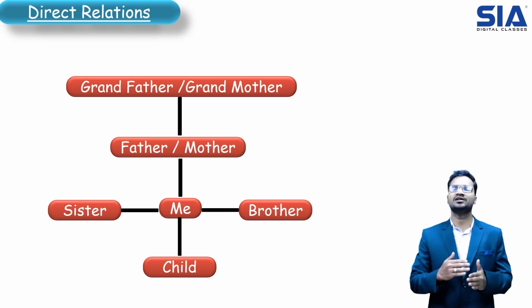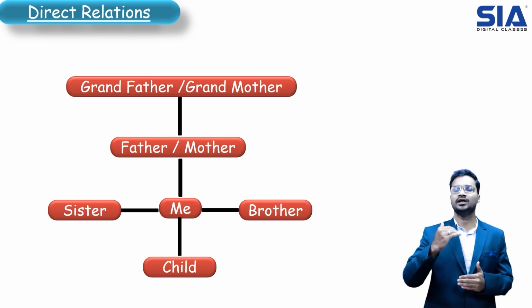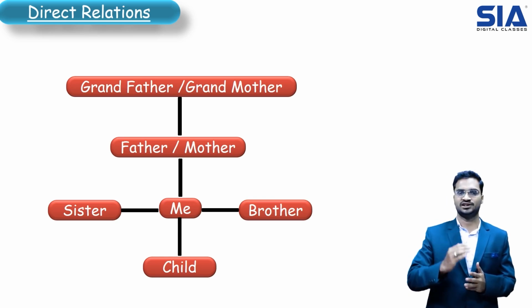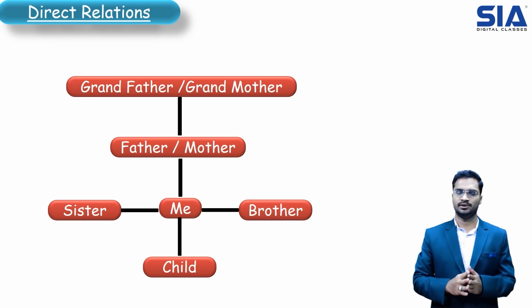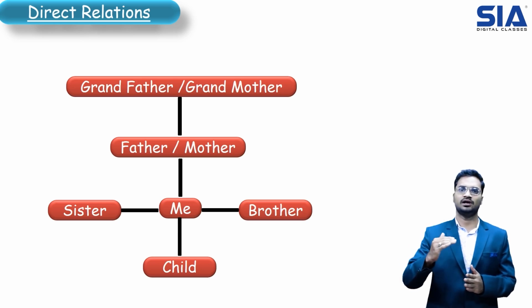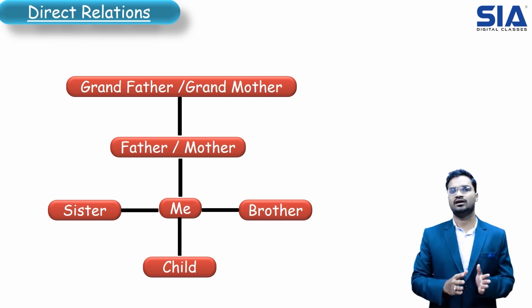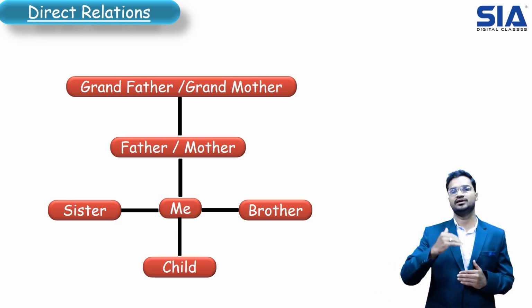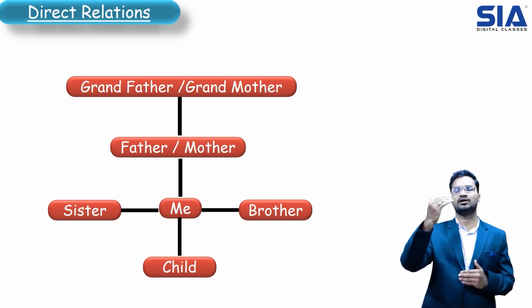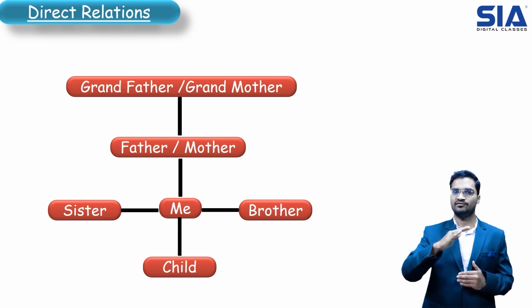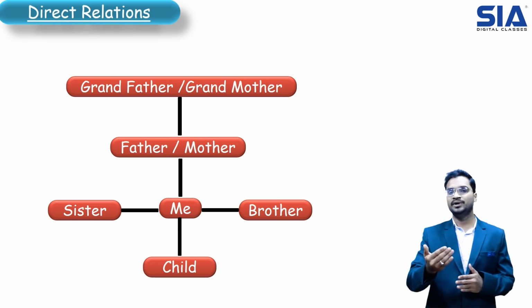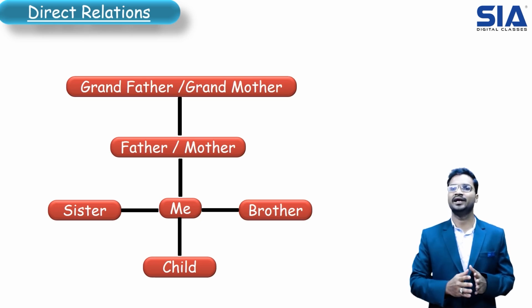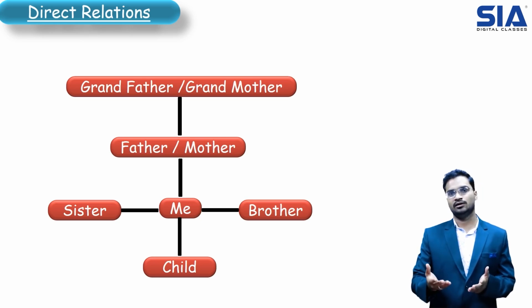Whenever we go to the upper generation, we get our father and mother. Above that generation are our grandfather and grandmother. So first of all you, then your brother, then your sister, then your mother or father, and above them are grandfather and grandmother. Below you, you will get your child. Your child may be a son or a daughter.